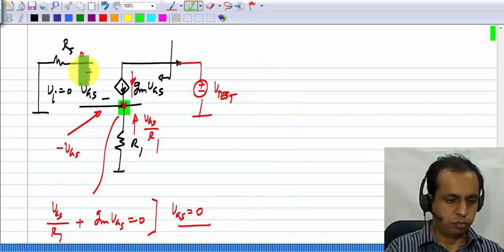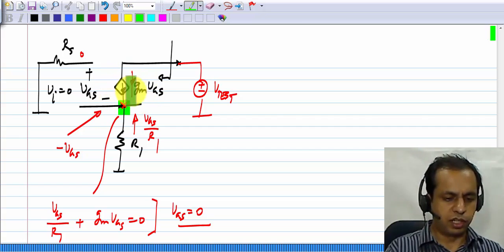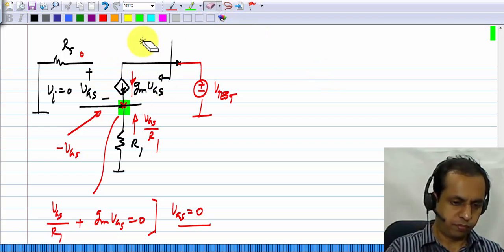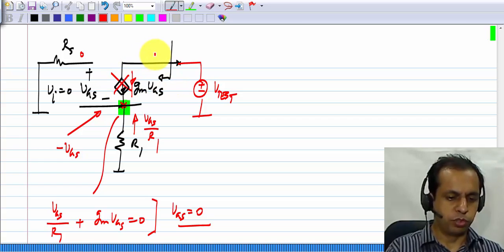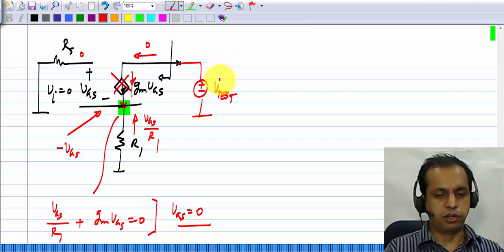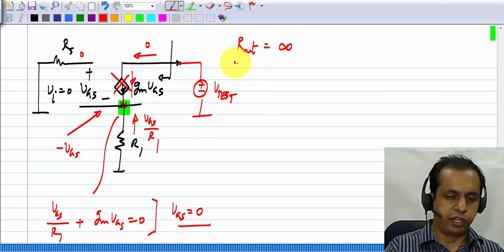Okay, so both this is at 0 volts and this is also at 0 volts. So this current source here is also 0, so it drops out of the picture. It becomes an open circuit, and this current is also 0. So because the current is 0 regardless of Vtest, Rout is also infinity.